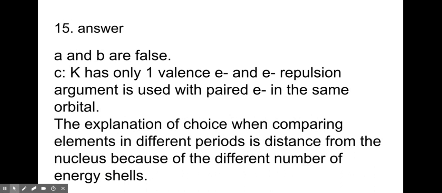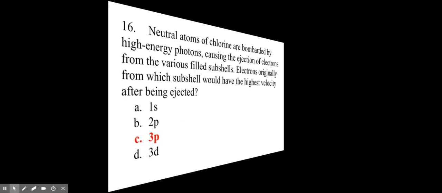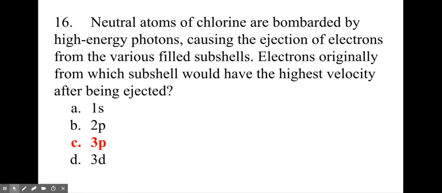And again, you can see my explanation of the false and then finally the true answer here, as I just stated before. For number 16, neutral atoms of chlorine are bombarded by high energy photons, causing the ejection of electrons from the various filled subshells. Electrons originally from which subshell would have the highest velocity after being ejected?